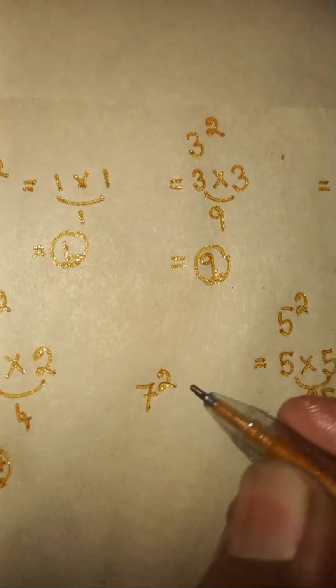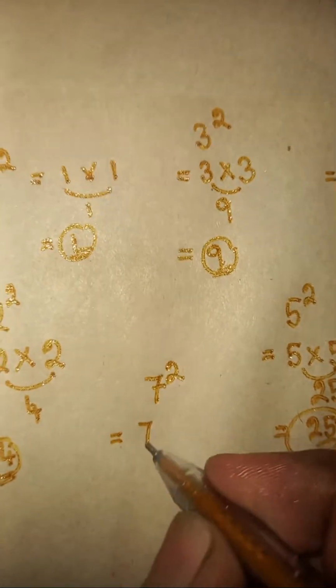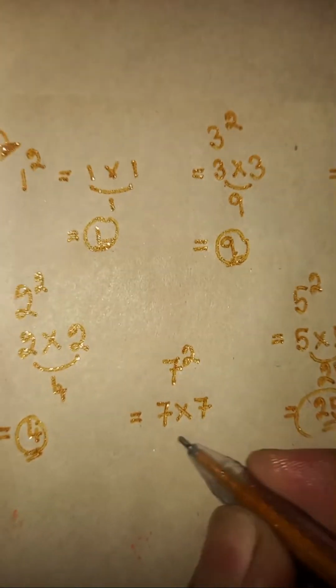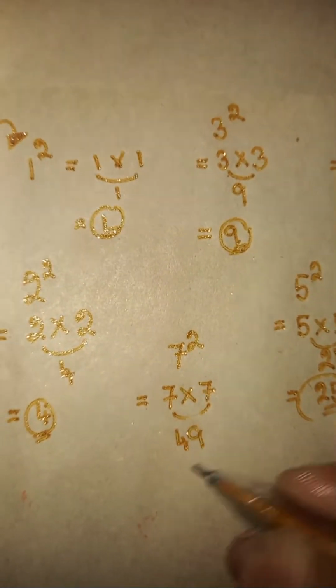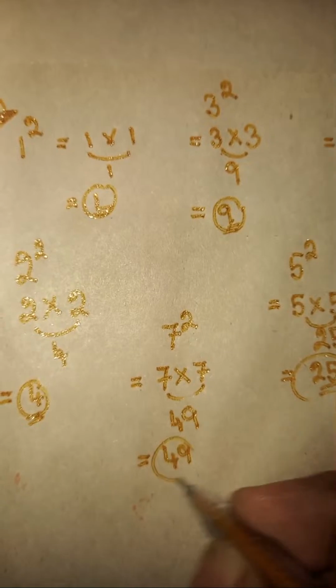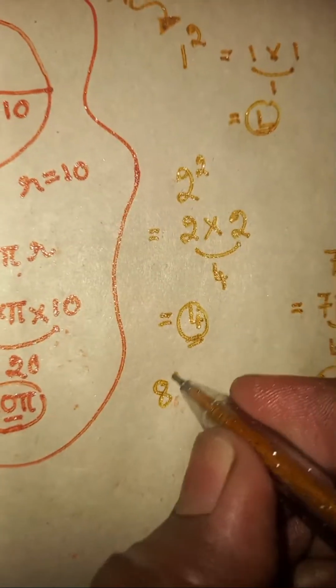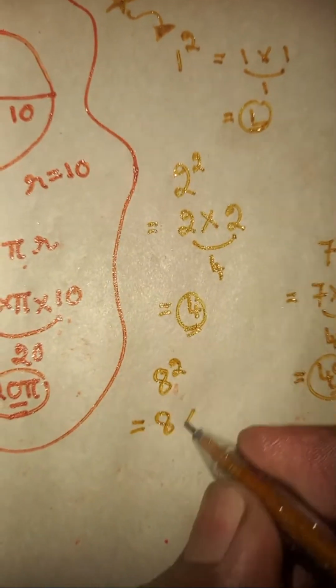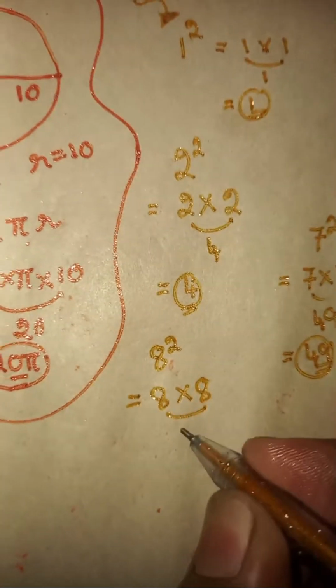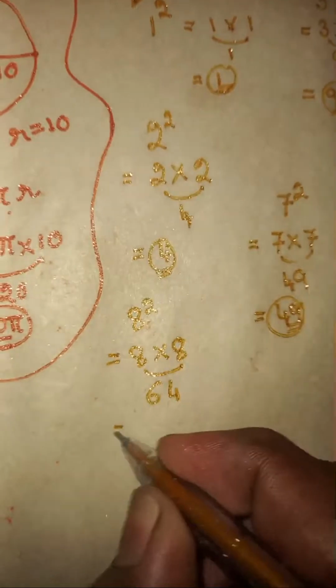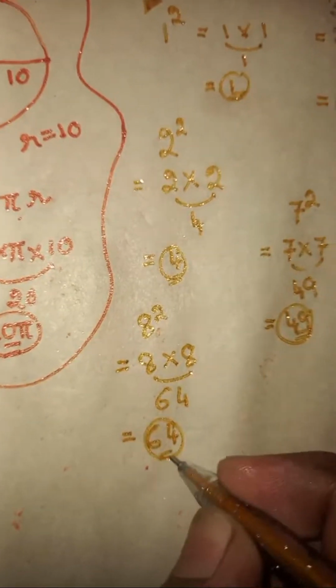Let's find out what is 7 square. 7 square means you can write it as 7 times 7. 7 times 7 is 49. So it is 49 units. Let's find out what is 8 square. 8 square means 8 times 8, that is going to become 64, so it is 64 units.